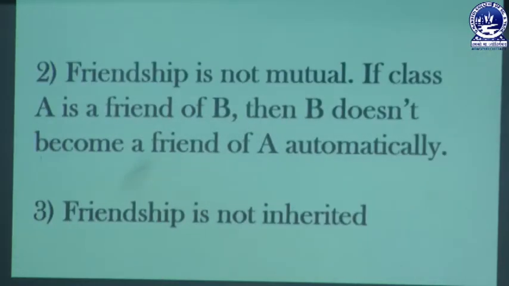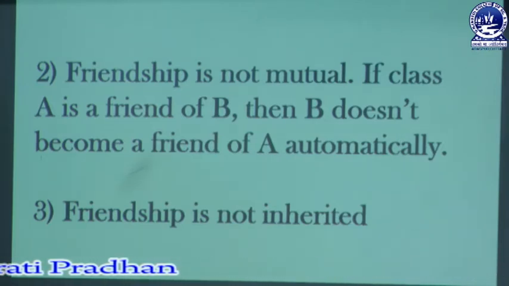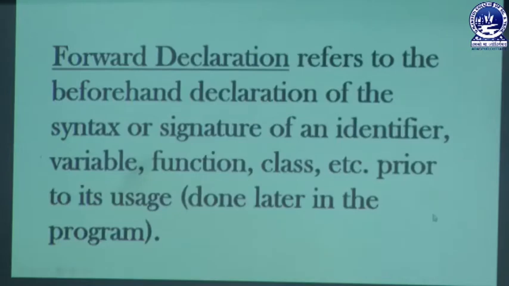Then the second aspect is friendship is not mutual. What is the meaning of this? If class A is a friend of class B, then B does not automatically become a friend of class A. Then the third aspect is friendship is not inherited. Actually, we have not discussed inheritance till now. When we discuss inheritance, we can see that friendship and inheritance are two totally different aspects. Here I want to discuss one important feature, that is forward declaration.